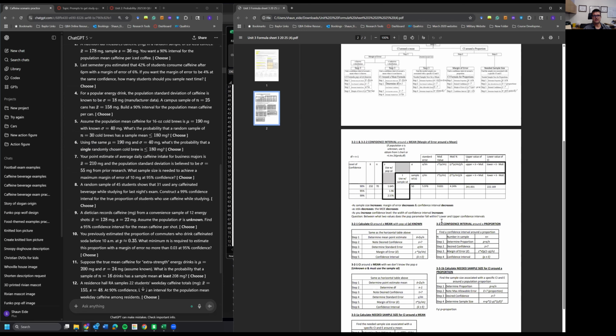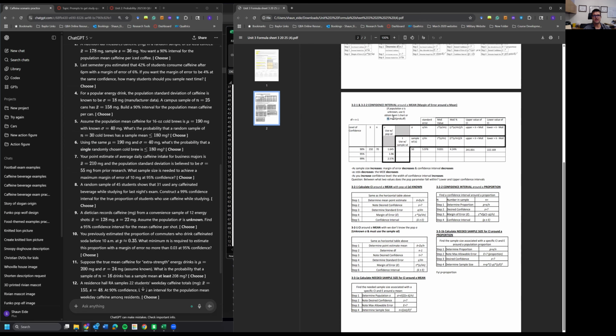The other thing to remember on this next page: T.INV.2T is how you calculate the t-score for a confidence interval around a mean when the population standard deviation is not known. And the probability that you put there is going to be 1 minus whatever the confidence level is, or the complement of the confidence level. So if the confidence level is 90, you put 0.1. If it's 95, you put 0.05. If it's 99, you put 0.01.